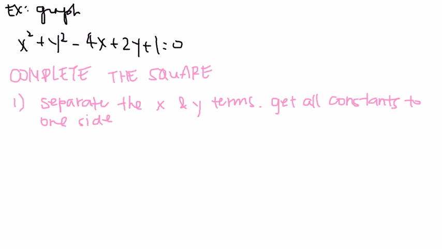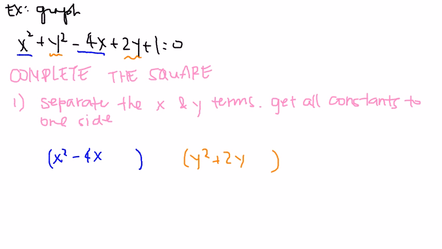So step 1, we separate the x and y terms and get all the constants to one side. When I take a look at this, I notice I have an x squared term and a minus 4x term. So I'm going to separate these two by putting them into the same set of parentheses, x squared minus 4x. Then I notice I have some y terms, so I'm going to get those together, y squared plus 2y.